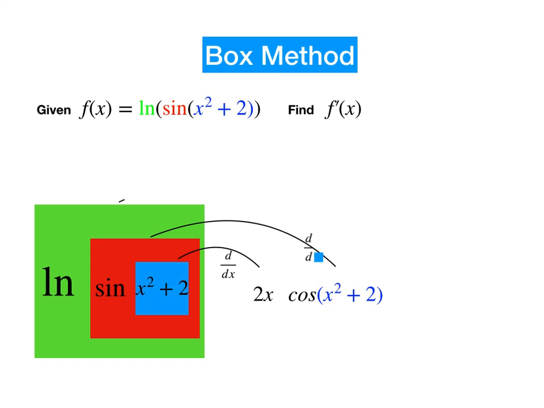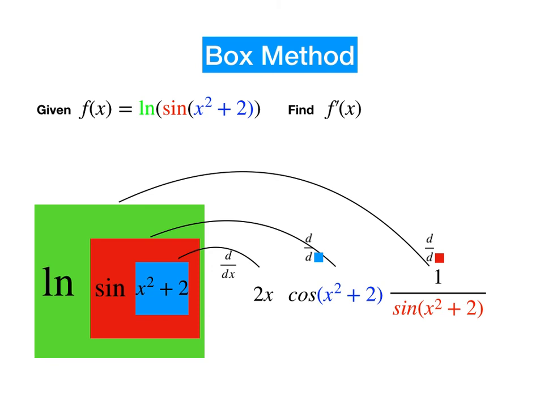I go to the outer function, which is the natural log function. Again, I have to take the derivative of natural log with respect to the red box. Whatever function is inside the red box, I have to keep with me. So the derivative of natural log is 1 over the red box, and the function inside the red box is sine of x squared plus 2. See, I found the derivative of this somewhat complicated function using the box method.